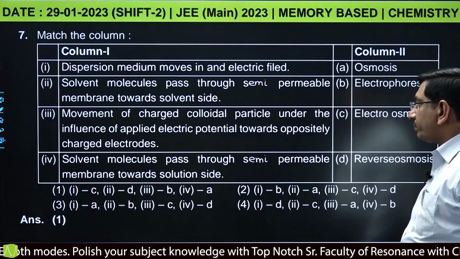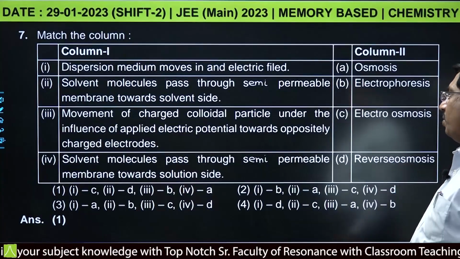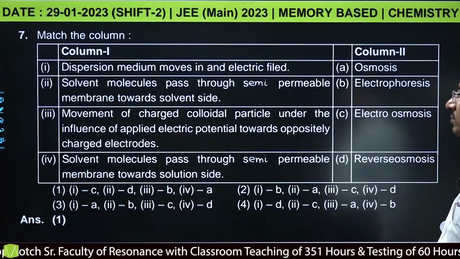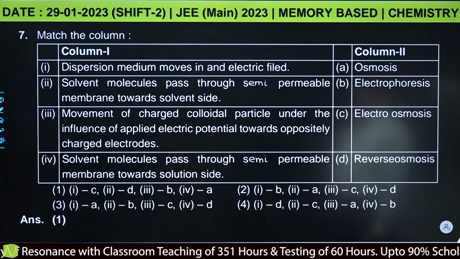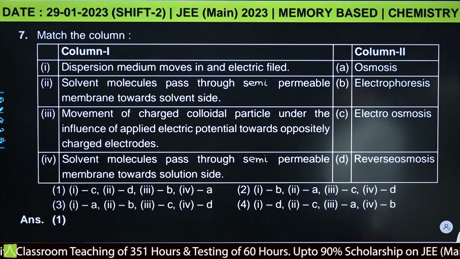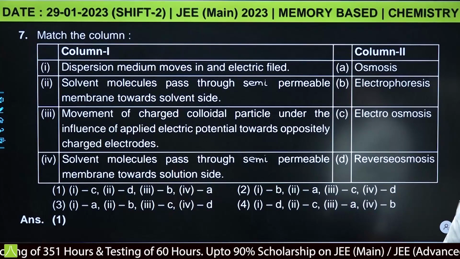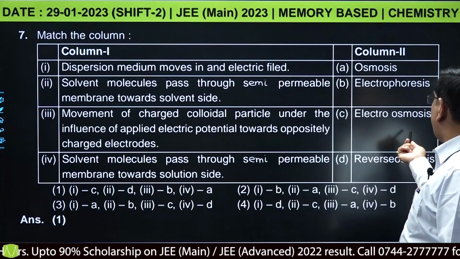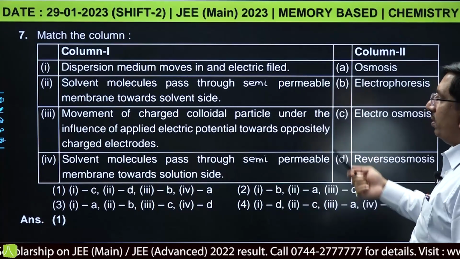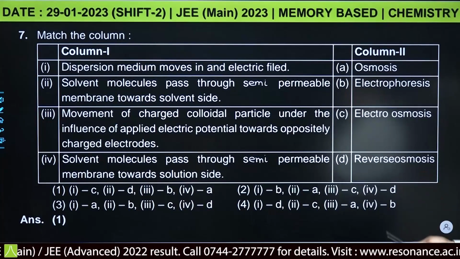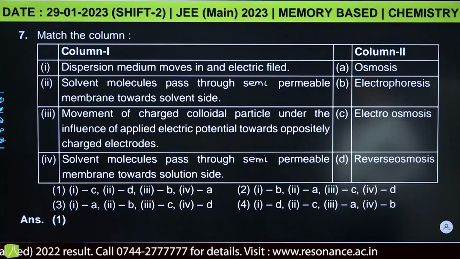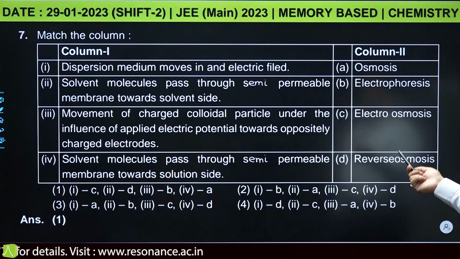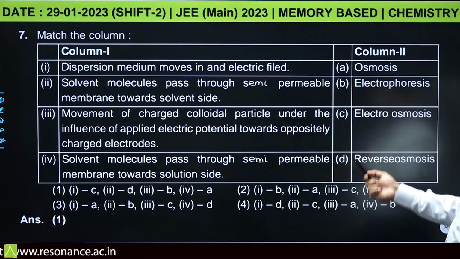This is from surface chemistry and related to colloids properties. Here, column 1: the dispersion medium moves in an electric field towards the electrodes, and this is called electroosmosis. Next, solvent molecules pass through a semi-permeable membrane towards the solvent side. This is called reverse osmosis.